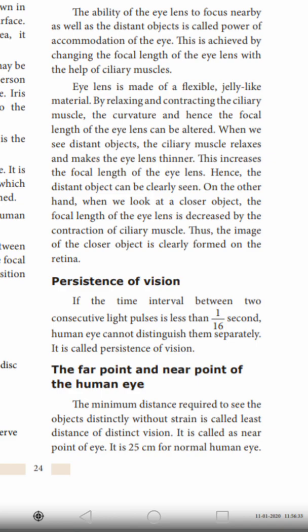The minimum distance required to see objects distinctly without any strain is called the near distance of distinct vision. It is called the near point of the eye. This near point is at 25 centimeters for a normal eye.